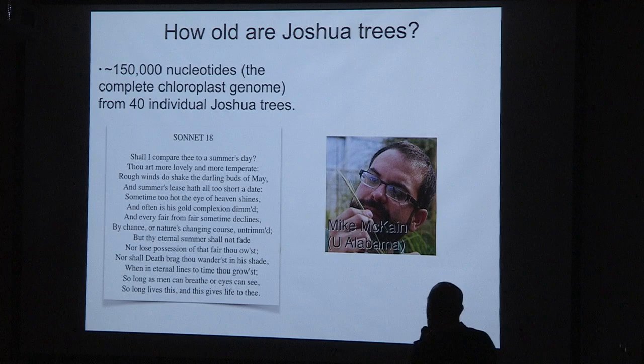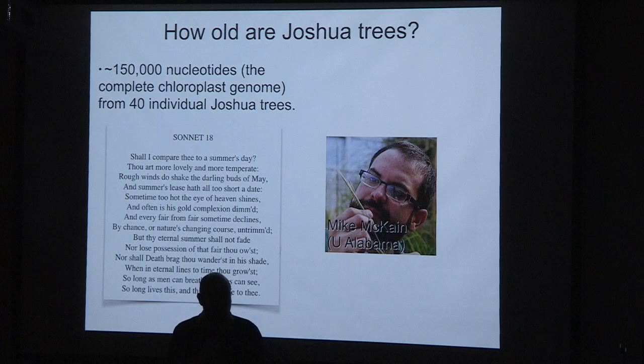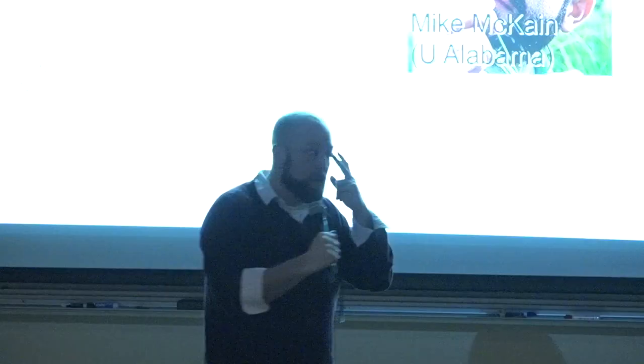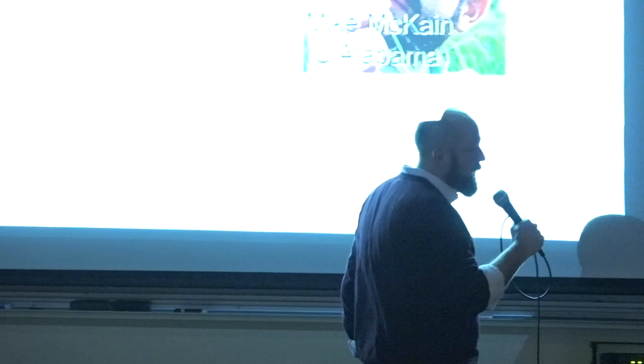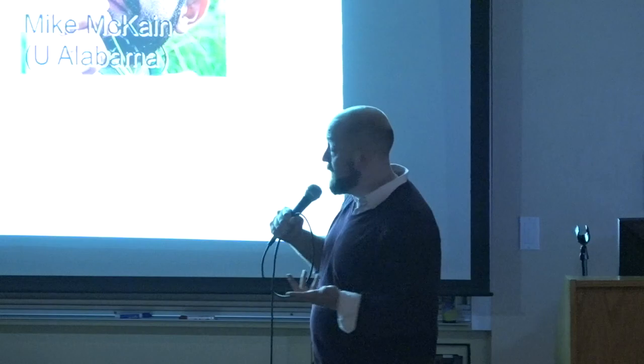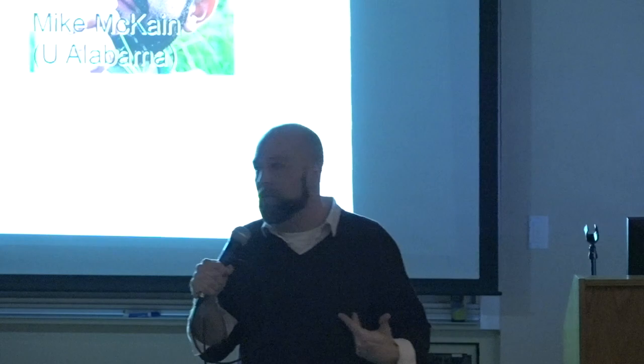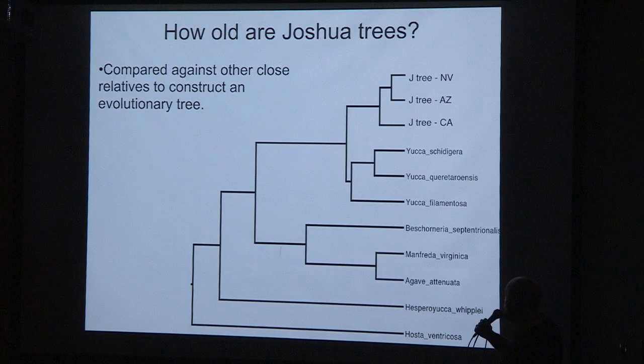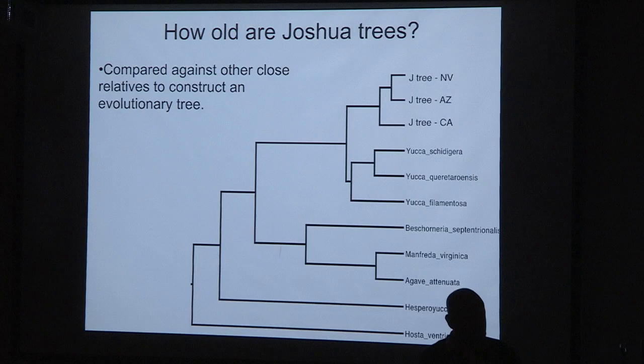This is based on an analysis of that chloroplast sequence data. Again, I told you a minute ago, we could think about that as like looking at the sonnets to study Shakespeare. What we've done is we've sequenced the chloroplast genome from about 40 different individual Joshua trees, as well as a bunch of other closely related species. So other yuccas, that Mojave yucca I showed you earlier, or the tequila agave. And we built an evolutionary tree, showing relationships among species. You might think about this as being comparable to a family tree, but just looking at your mom's side.